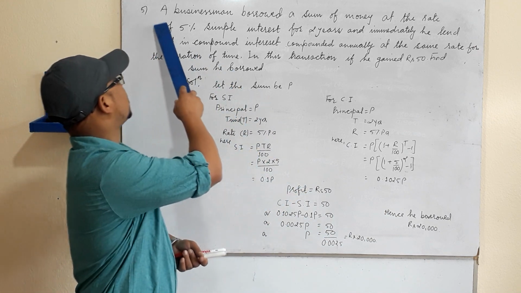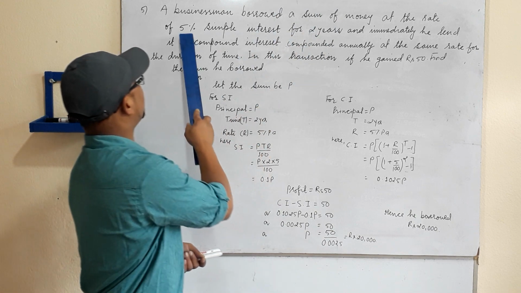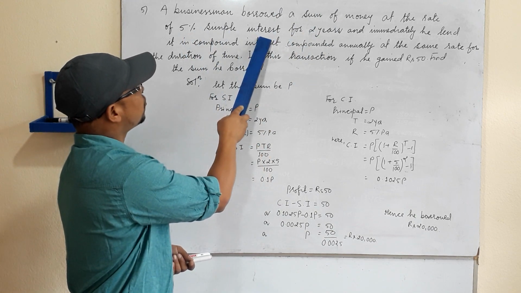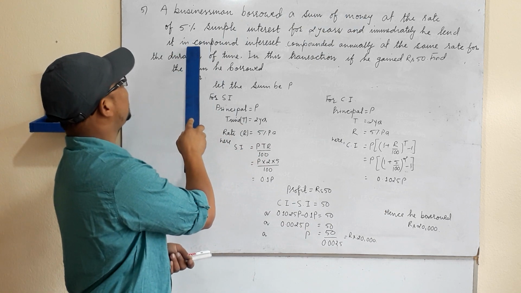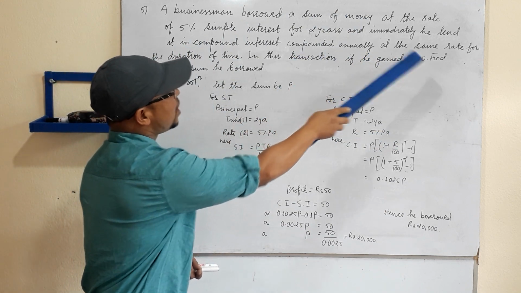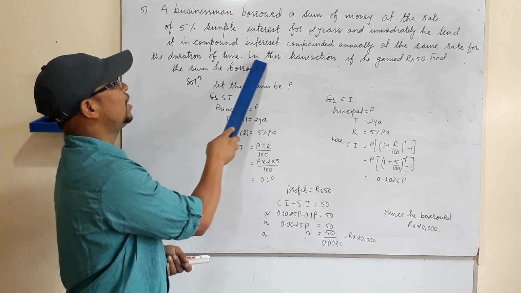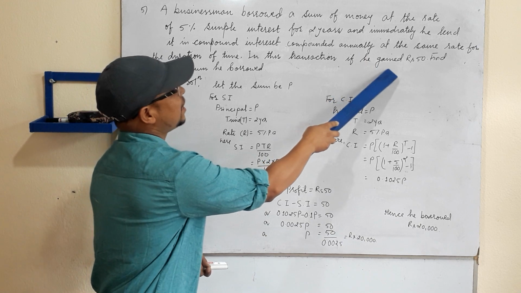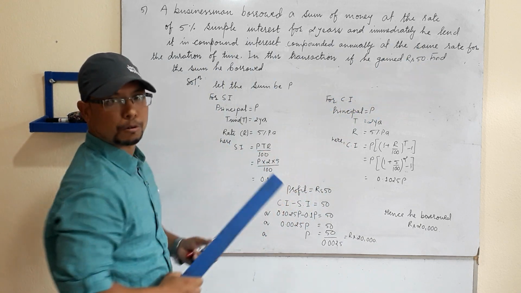Question number 5 says a businessman borrowed a sum of money at the rate of 5% simple interest for 2 years and immediately he lent it at compound interest, compounded annually, at the same rate for the same duration of time. In this transaction, he gained Rs 50. Find the sum he borrowed.